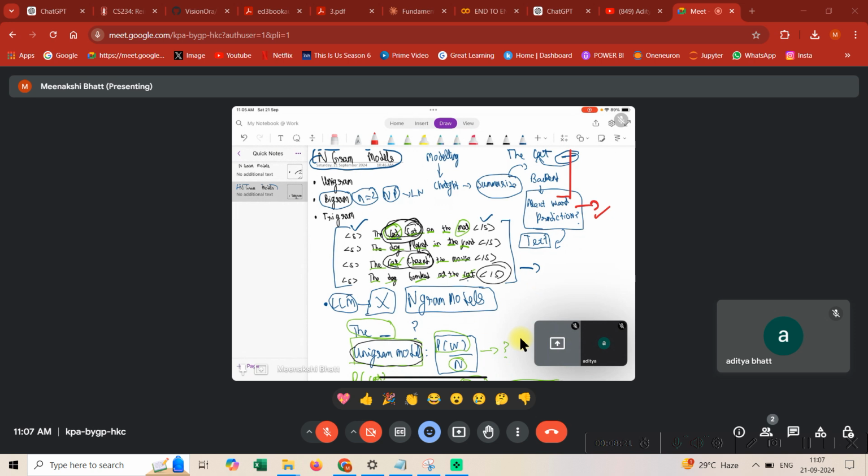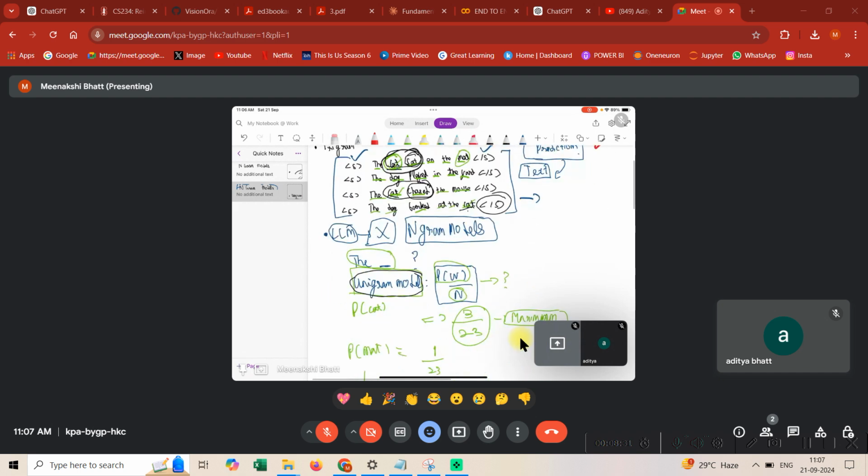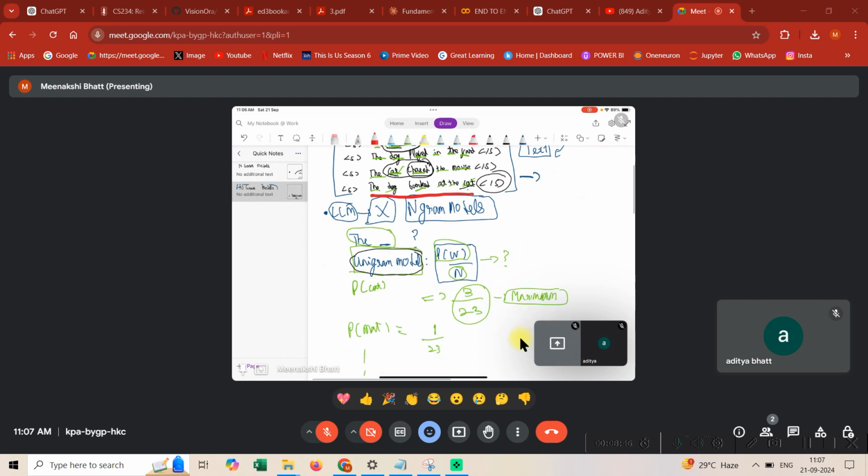Now we need to talk about unigram. Unigram is simple, guys. Let's say we wish to predict the next word after "the". We just need to compute the probabilities of all words. It's a simple thing, it doesn't depend on anything: you just compute the probability of occurrence of each word and the maximum one would come. So that is how we got the cat.